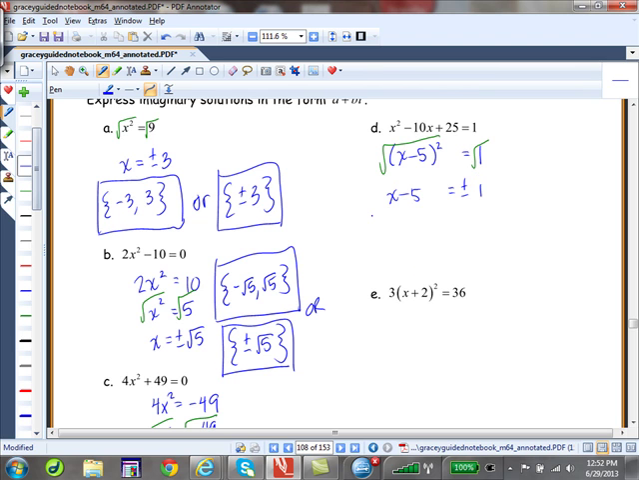Then if you make it into the two equations, it might be a little easier to keep track, but you would get x is 6 or x is 4. So your solution set would be 4 or 6.